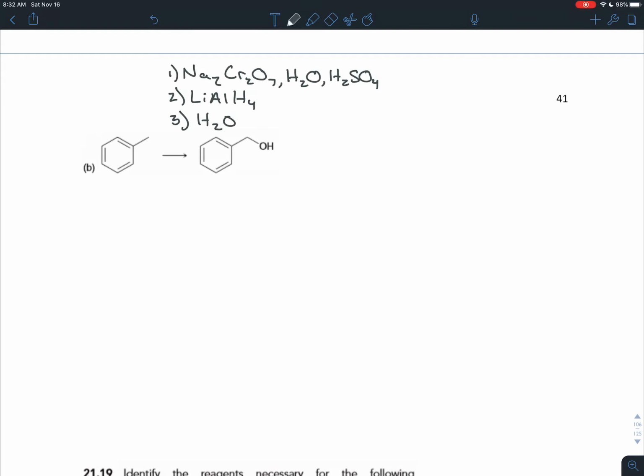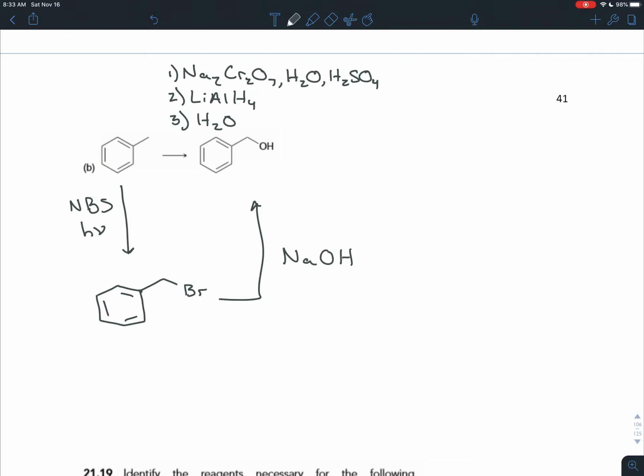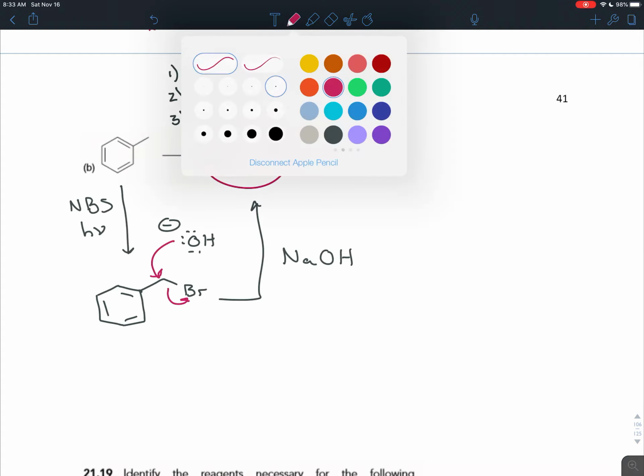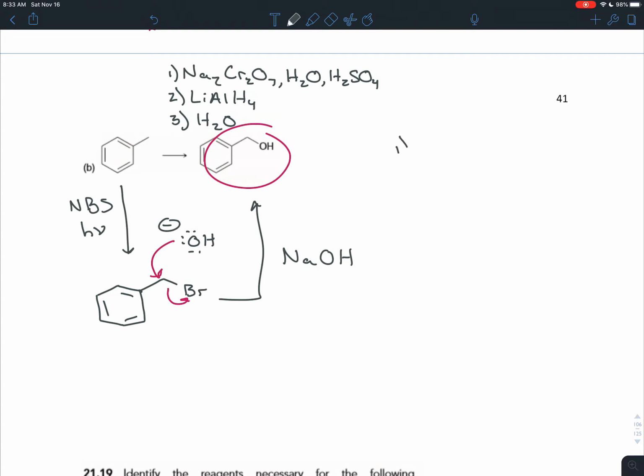If only we could get a leaving group here, we could use an OH nucleophile to replace it, do an SN2 reaction. And we can get a leaving group there. It's the benzylic position, so we would just have to use N-bromosuccinimide and light, and that will put a bromine there. And then use NaOH. The OH minus will swoop in as a nucleophile, kick the leaving group off, and you'll have your product. So that's another possibility.